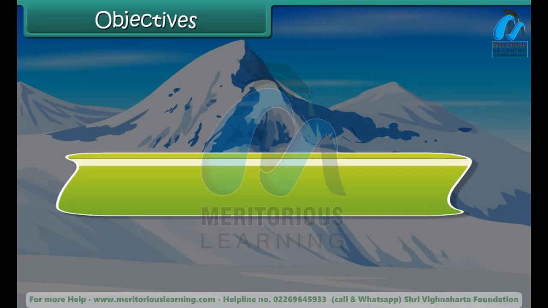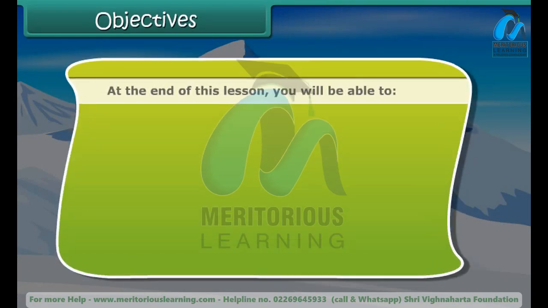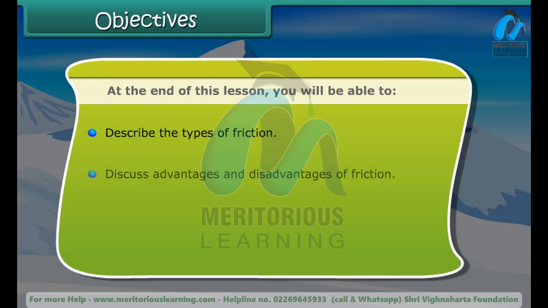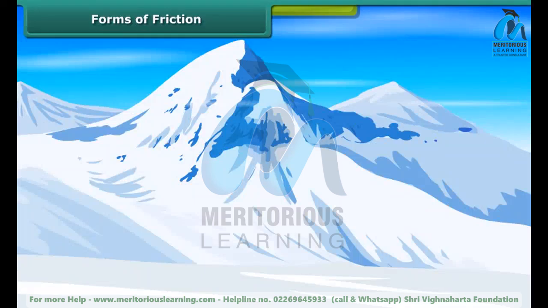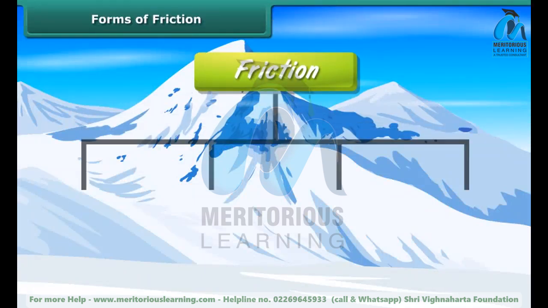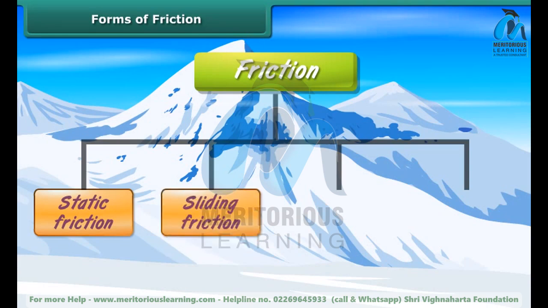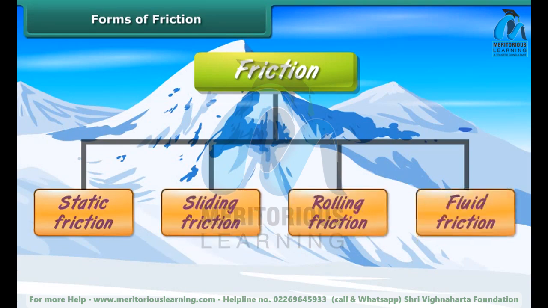Objectives. At the end of this lesson, you will be able to describe the types of friction, discuss advantages and disadvantages of friction, and illustrate the way to reduce or increase friction. Friction can be classified into 4 types: static friction, sliding friction, rolling friction, and fluid friction.